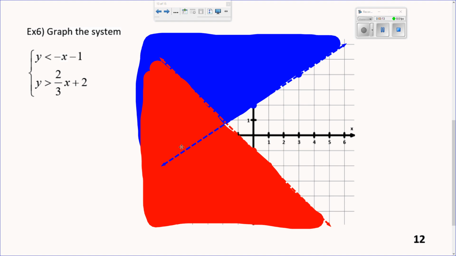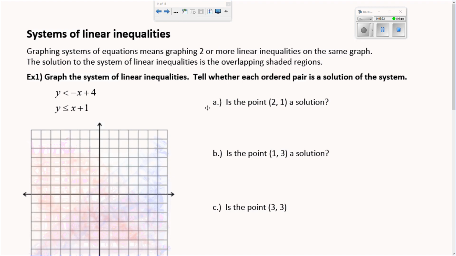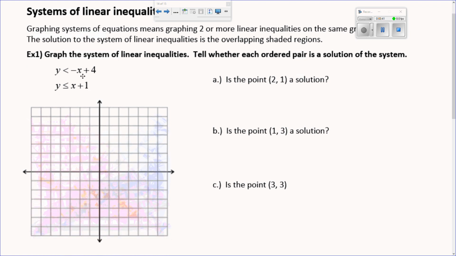And this overlap right in here, anywhere in there is a solution to the inequality, but not anything on the dotted lines. Okay, because the dotted lines, remember, that means that it can go up to that point, but the dotted line itself is not a solution. So if we go to the next page, now we're actually going to tell if specific points are solutions to the system of inequalities. So in example 1, we're going to graph both of those on the same coordinate plane, and we're going to determine if these points are solutions.